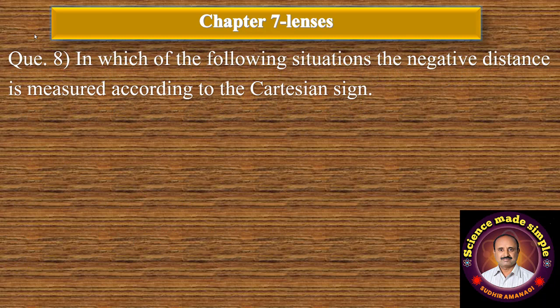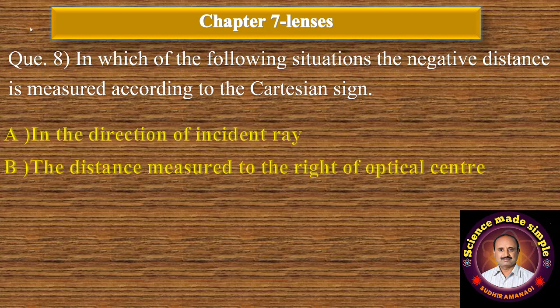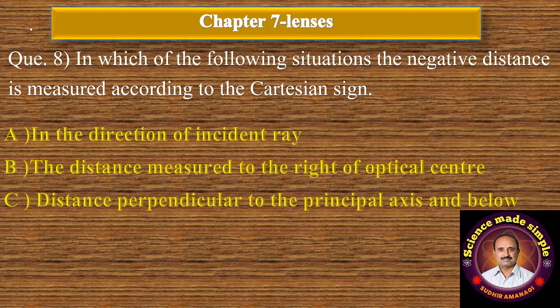Question number 8. In which of the following situations is the negative distance measured according to the Cartesian sign? Option A, in the direction of incident ray. B, the distance measured to the right of the optical center. Option C, distance perpendicular to the principal axis and below. D, all of the above. The correct answer is option C, distance perpendicular to the principal axis and below.